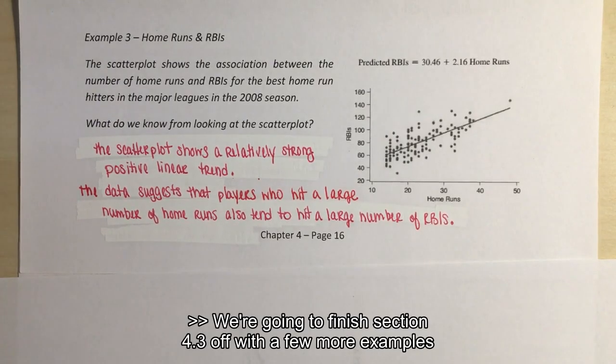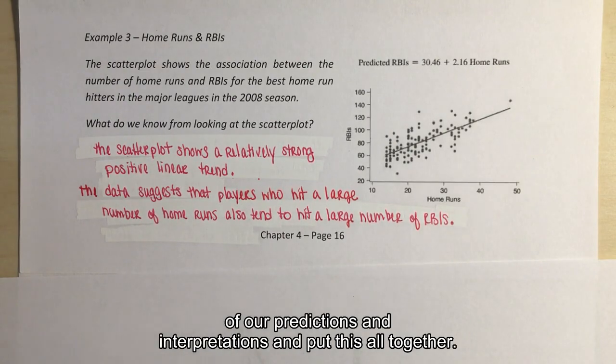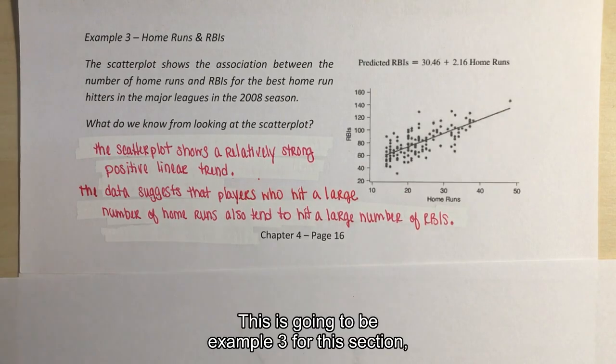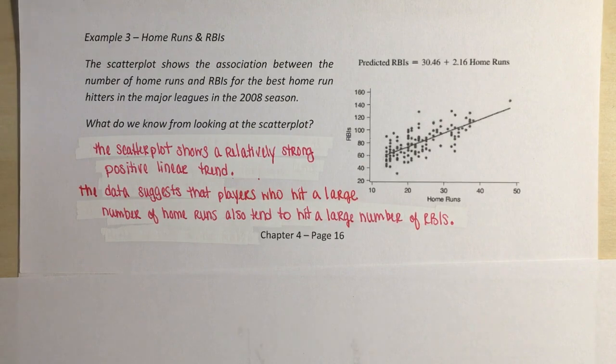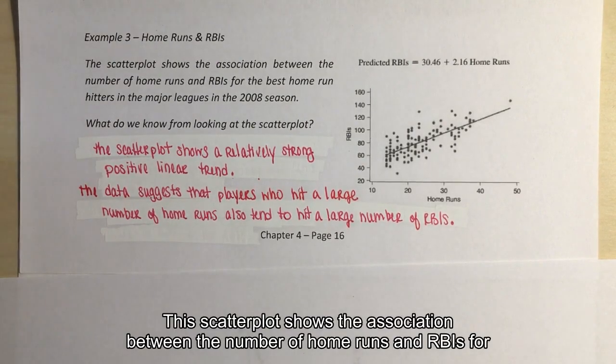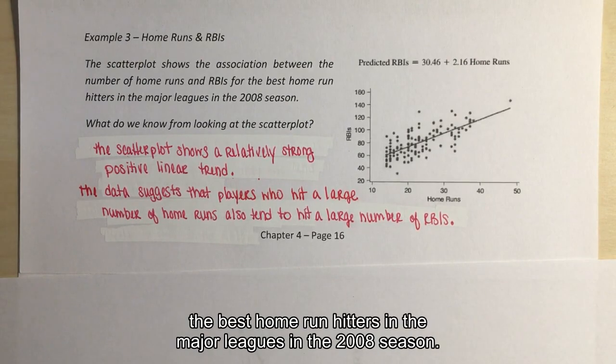Right, so we're going to finish section 4.3 off with a few more examples of our predictions and interpretations and kind of put this all together. So this is going to be example 3 for this section. We're going to look at home runs and RBIs. So this scatter plot shows the association between the number of home runs and RBIs for the best home run hitters in the major leagues in the 2008 season.